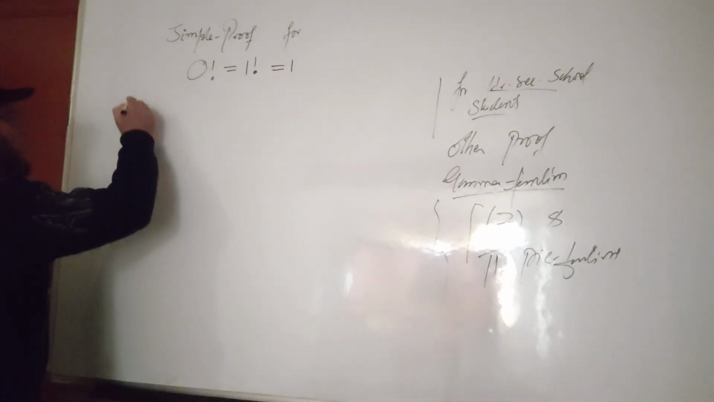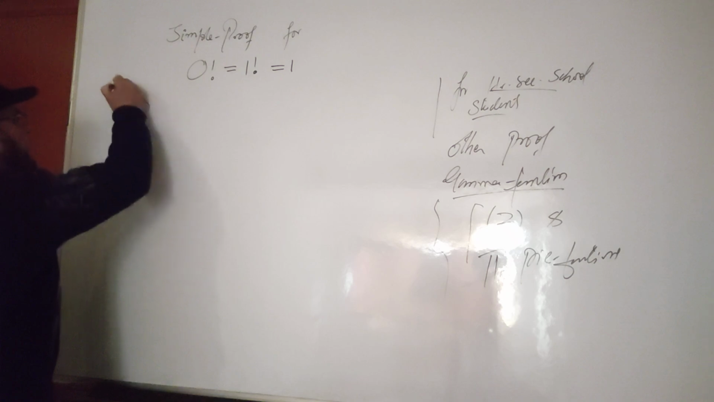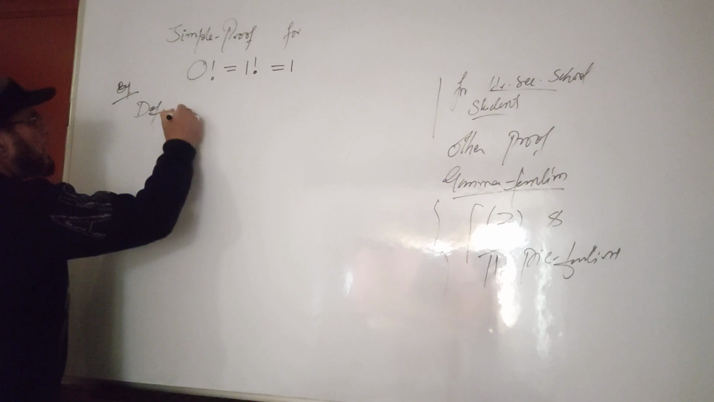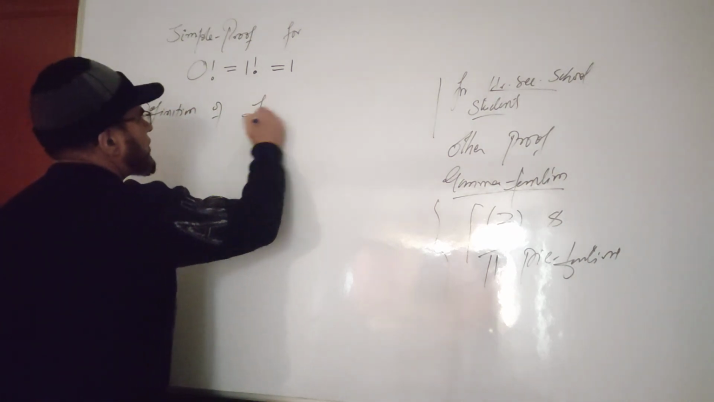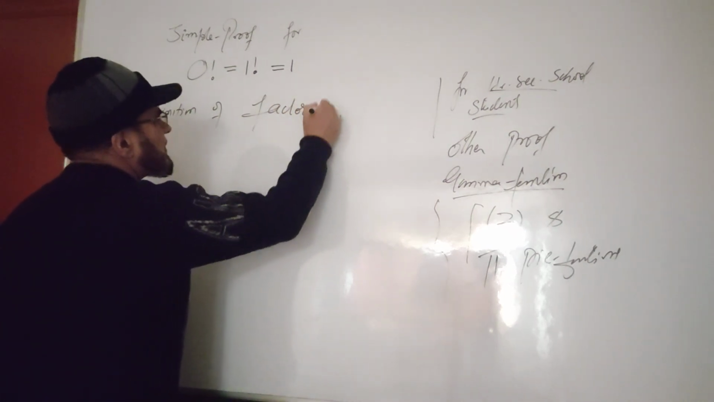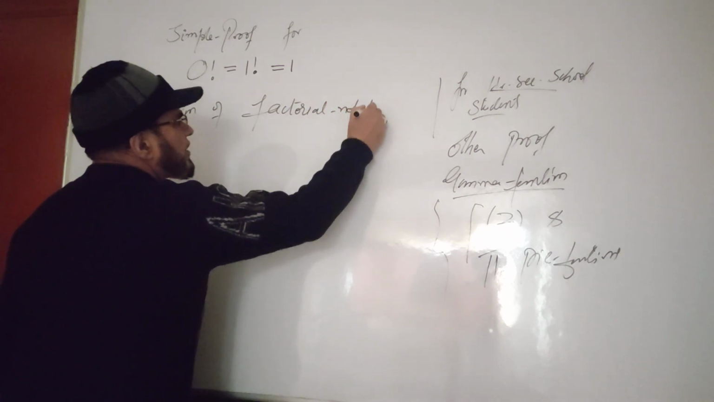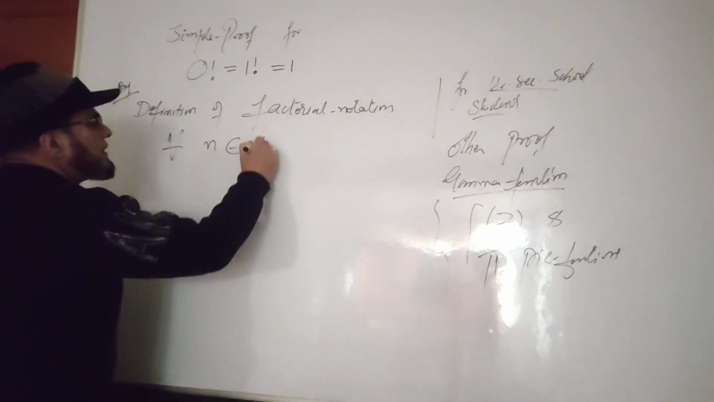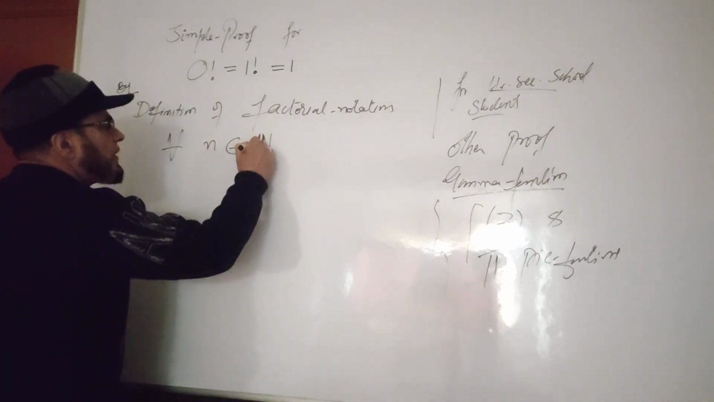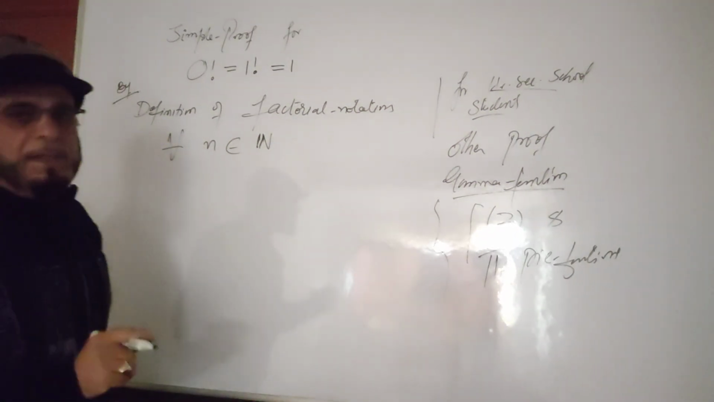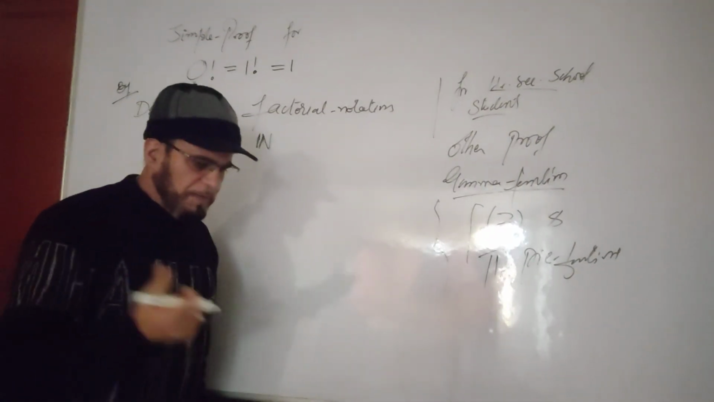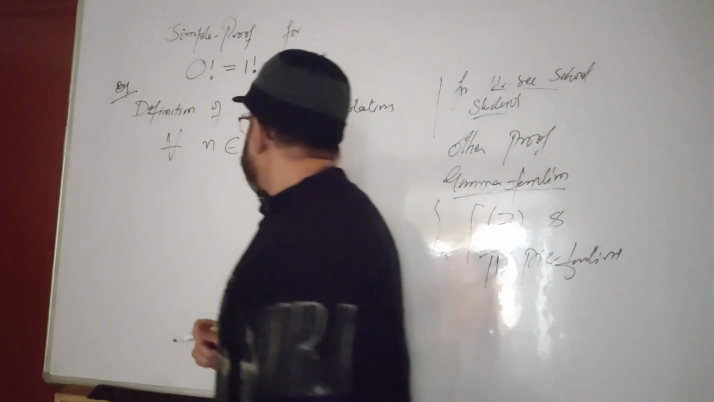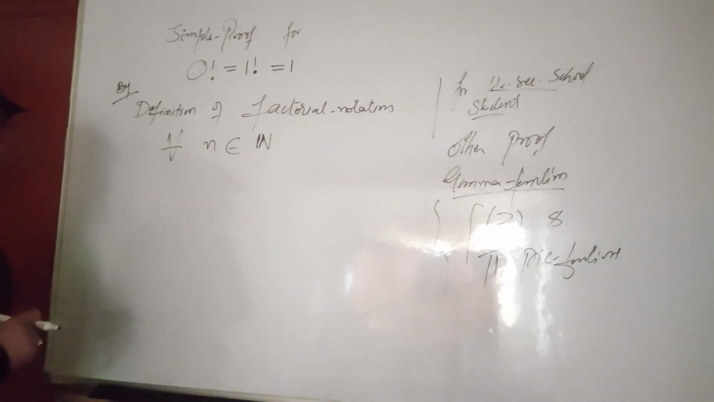I will use the concept of the definition of factorial notation. For every n belonging to the set of natural numbers, we define this factorial. Later on I will give you the factorial notation for negative numbers too, and share some problems with you. This is when we have n a natural number, how we define n factorial.